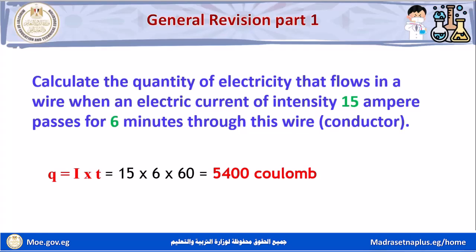Equals 15, electric current intensity, times 6 minutes. We convert 6 minutes into seconds, so 6 times 60. 15 times 6 times 60 equals 5,400 coulomb.